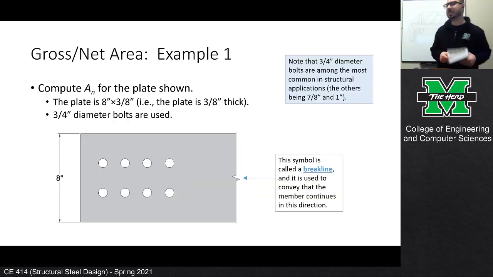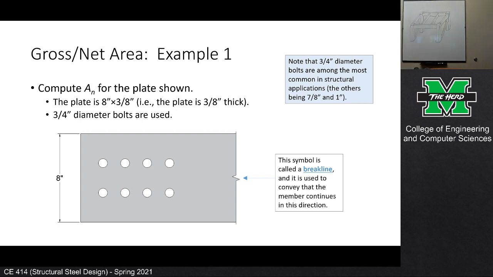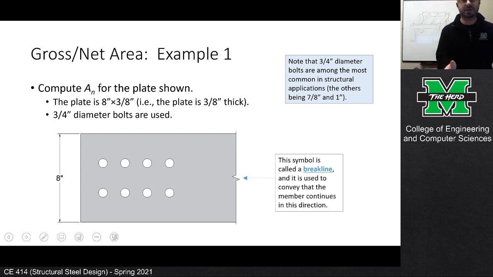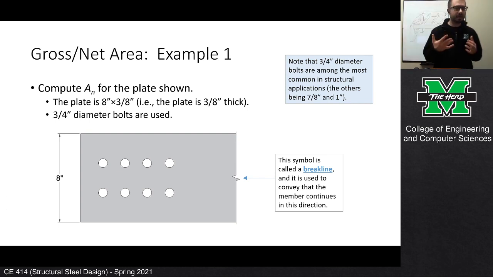Let's do some math. Today we're going to do two examples looking at gross and net area, and I want to compute the net area for the plate shown. This plate is 8 inches wide and 3/8 of an inch thick. When I say 8 by 3/8, I mean it's 8 inches this way, and in and out of the screen, it's 3/8 of an inch thick.